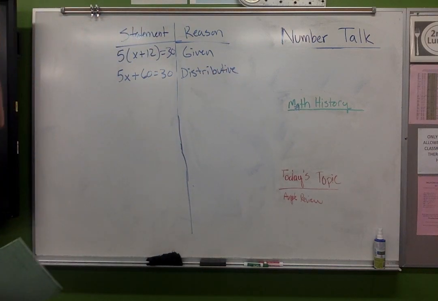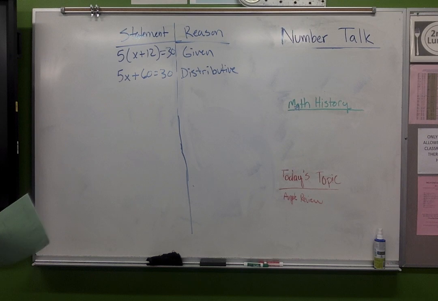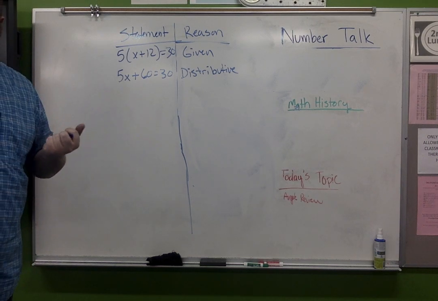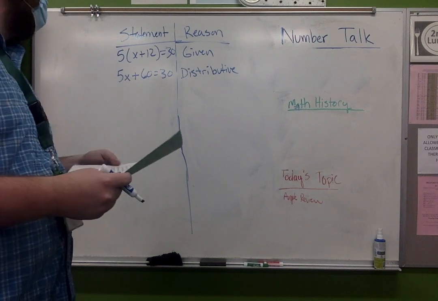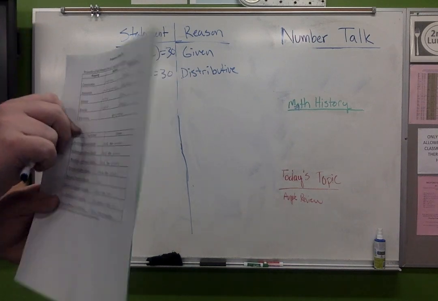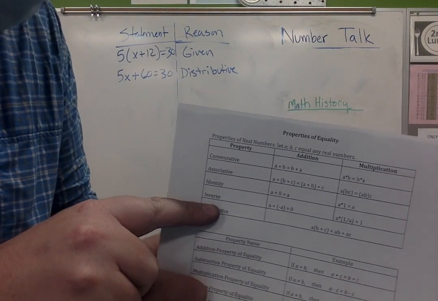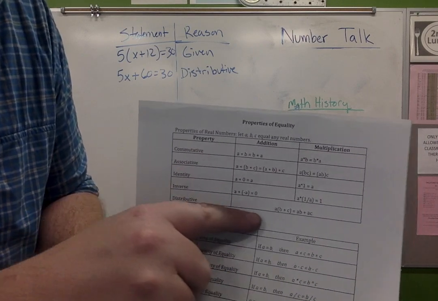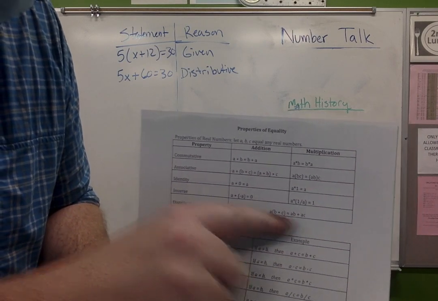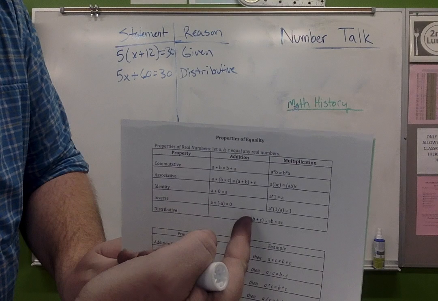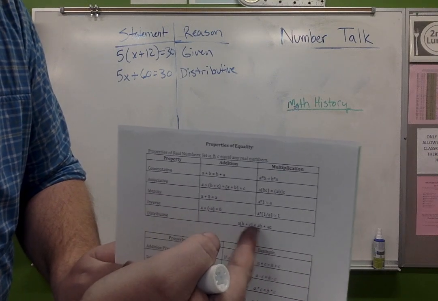Okay, distributive is just an adjective. Distribution is noun? Adverb? I don't know. Anyways, you can see right here, distributive property. When you multiply into a parentheses, right? Everything on the outside of the parentheses is multiplied by everything inside the parentheses.